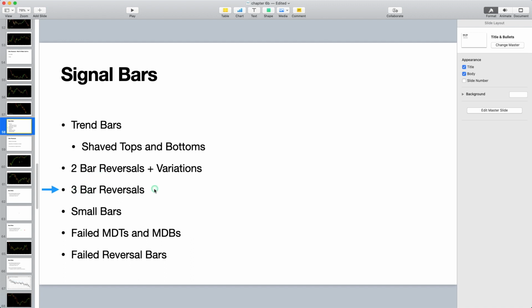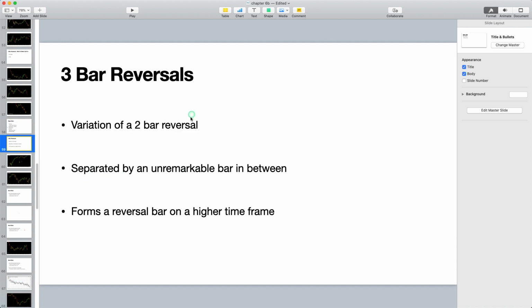A 3-bar reversal is a variation of a 2-bar reversal, but in the case of a 3-bar reversal, it's separated by an unremarkable bar in between. So a 2-bar reversal would be a bull bar and then a bear bar, whereas a 3-bar reversal would be a bull bar, a pause, or some kind of unremarkable bar, and then the bear bar.